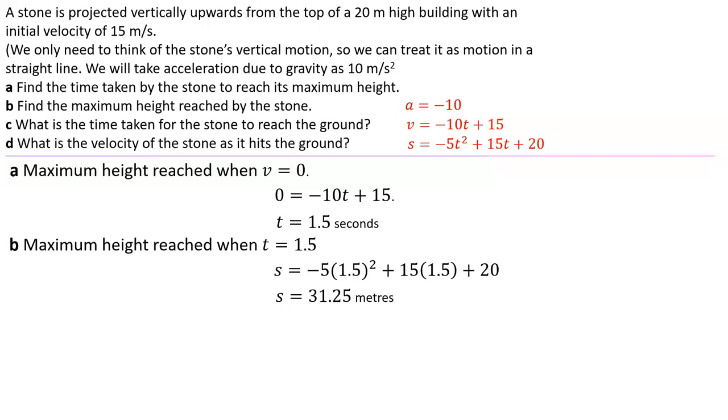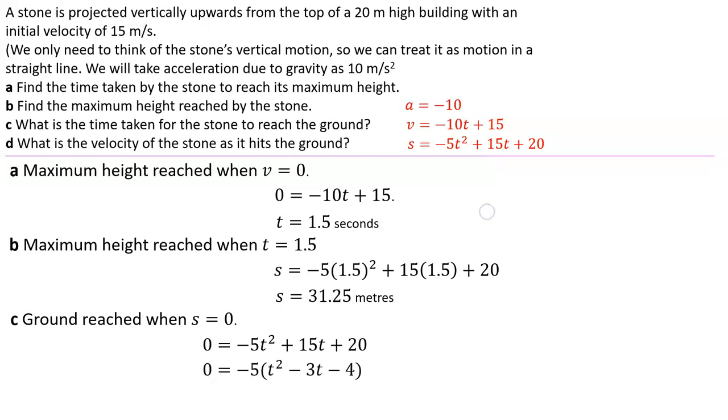The time taken for the stone to reach the ground. When the stone reaches the ground, s is equal to 0. So I set my s equation to be equal to 0 and I solve for t. You see I get 2 solutions to this quadratic. I reject t equals -1 because we're only thinking about things with positive time.